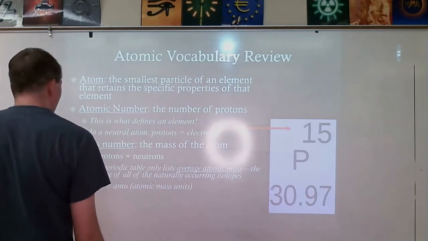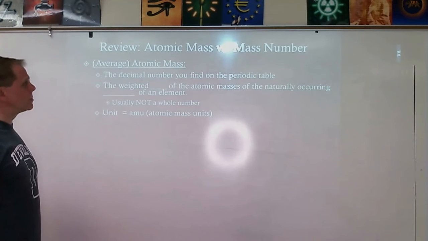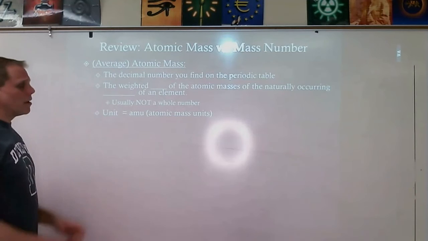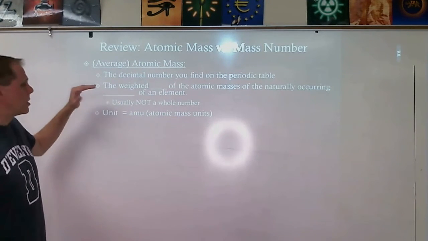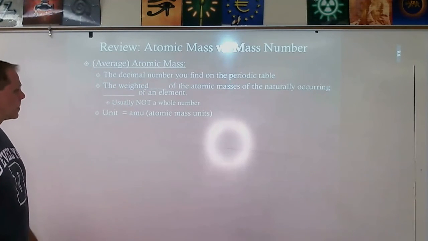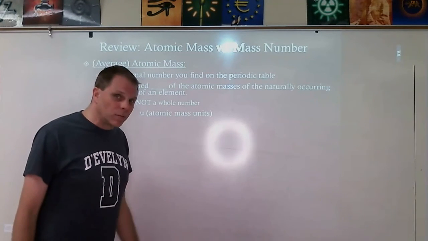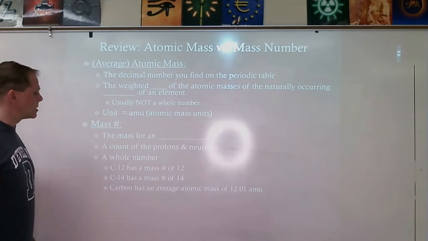So make sure you are clear with that, okay? All right, so atomic mass versus mass number. What's the difference? Remember, atomic mass is an average of all the different types of isotopes that exist. It's the weighted average of the atomic mass of the naturally occurring isotopes of an element. Average isotopes, okay? That's what goes in there. And remember that the average atomic mass is not going to be a whole number typically, right? It's going to have decimals because it's an average of all the ones that actually do exist.